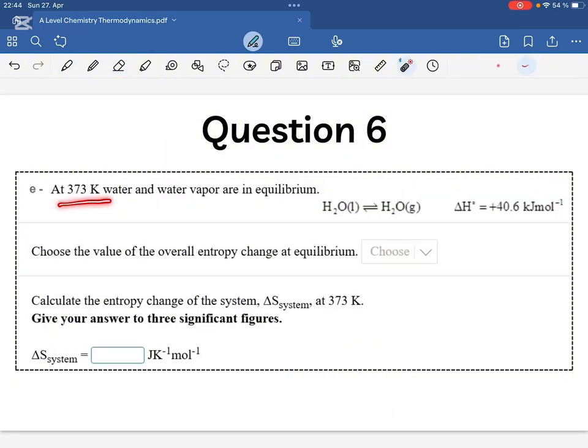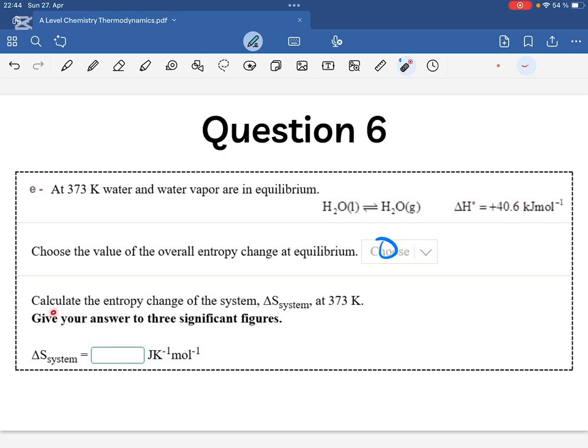At 373 Kelvin, water and water vapor are in equilibrium. Choose the value of the overall entropy change at equilibrium. And they're asking over here about delta S total, not the delta S of the system. So at equilibrium, delta S total is equal to 0. This is something that you need to know. And this is because at equilibrium, no further spontaneous change is going to happen.